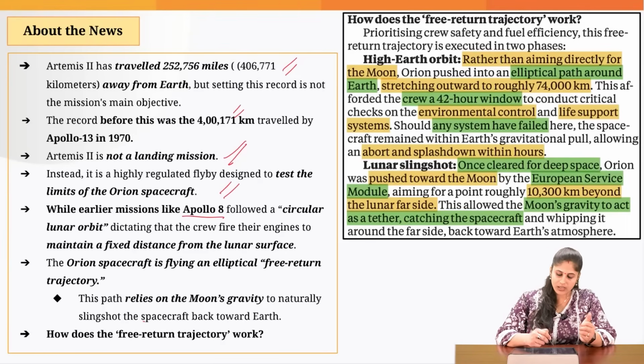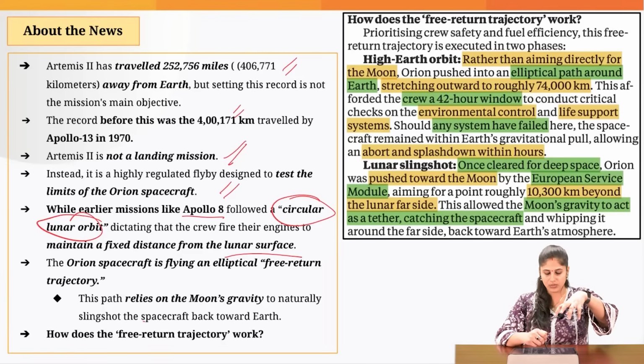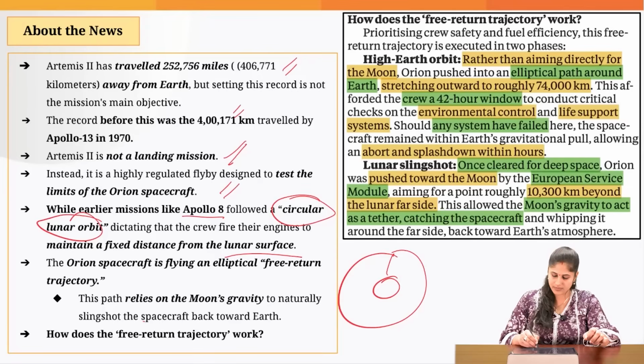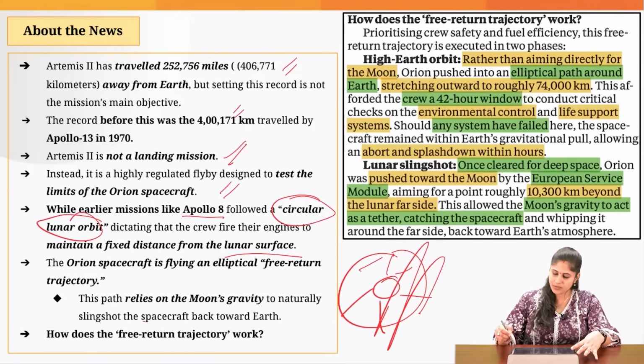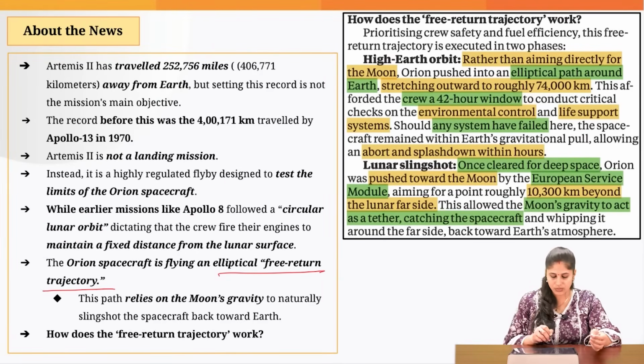When it comes to earlier missions like Apollo 8, they followed a circular lunar orbit. That means they maintained a fixed distance from the lunar surface, like this. Fixed distance on every side. But the Orion spacecraft in this Artemis II mission is going to follow an elliptical free return trajectory. This relies on the moon's gravity to naturally slingshot the spacecraft back towards the Earth.